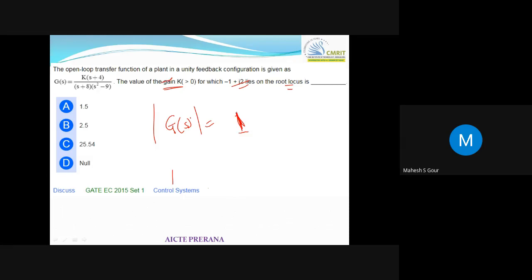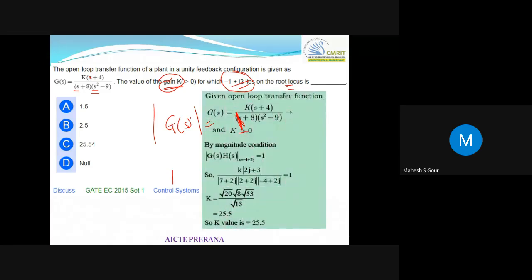So if they are asking the value of k, that is gain, for which the root, that is -1 plus j2, lies on the root locus, what you need to do is, instead of s, put the value -1 plus j2. Wherever s is there, you need to put -1 plus j2. Like this, magnitude condition.